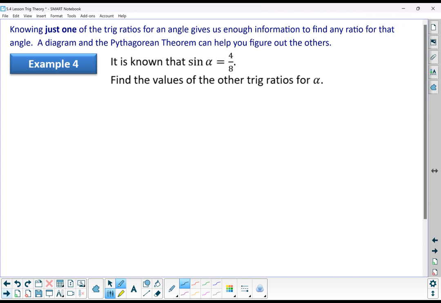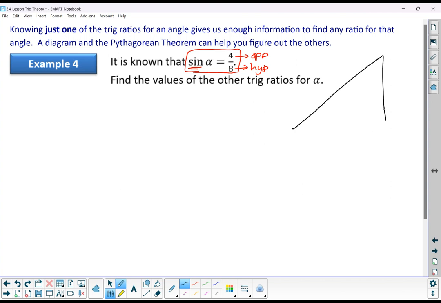All right, so it turns out that knowing just one of the trig ratios for an angle gives us enough information to figure out any of the 6 trig ratios for that angle. A diagram and the Pythagorean theorem can help you figure out all of the others. So we know that the sine of alpha is equal to 4 over 8. Well, sine is the ratio of opposite over hypotenuse. So we're going to build a triangle with that ratio.